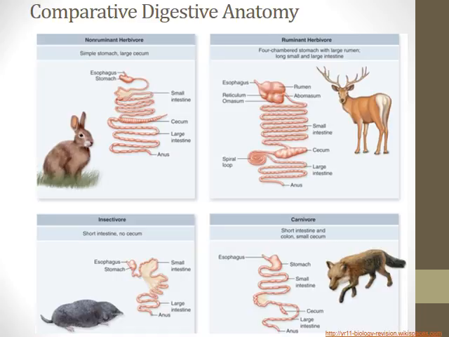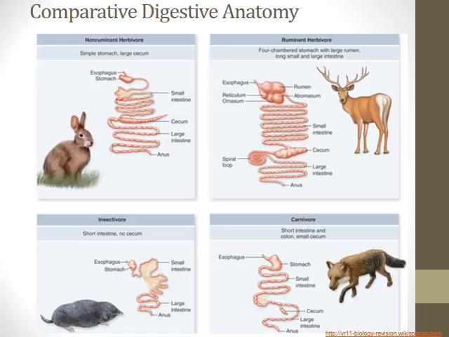On the other hand, the ruminant is not a simple-stomached animal. It has a four-chamber stomach with a large rumen, and it also has long small and large intestines, as you can see in this particular diagram. The cecum isn't as important compared to that of the rabbit. So a lot of the fermentation that we're going to discuss later in this lecture goes on in the stomach or in the rumen.